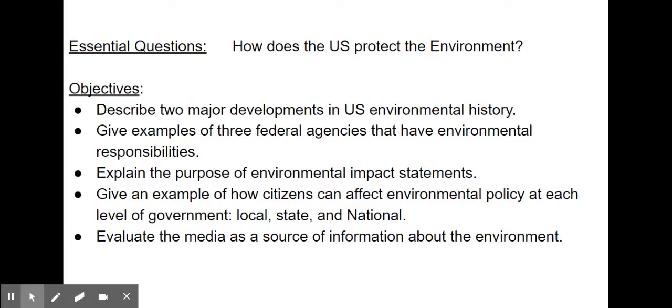Objectives: describe two major developments in U.S. environmental history, give examples of three federal agencies that have environmental responsibilities, explain the purpose of environmental impact statements, give an example of how citizens can affect environmental policy at each level of government, local, state, and national, evaluate the media as a source of information about the environment.